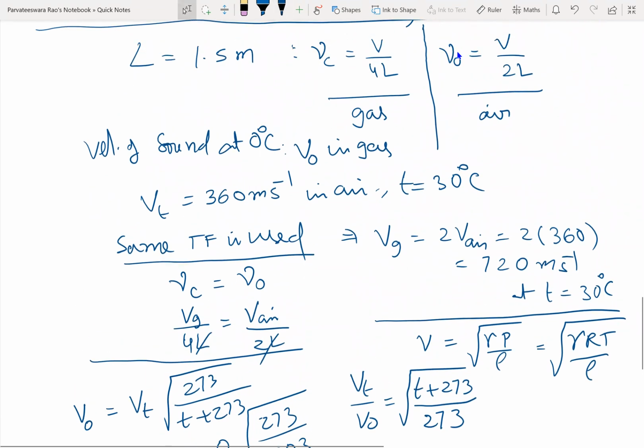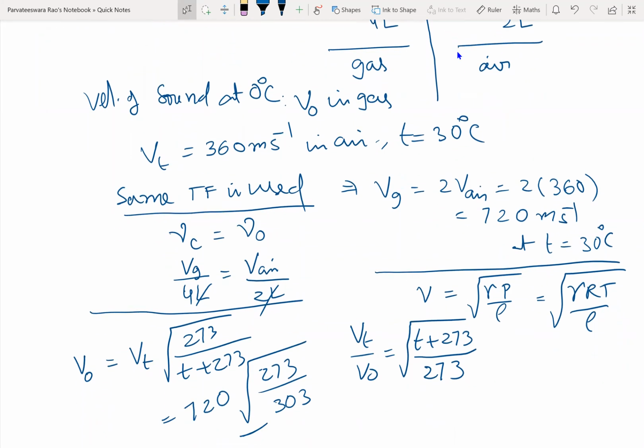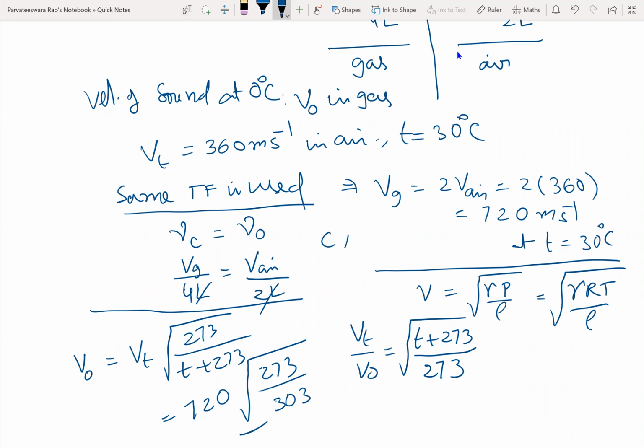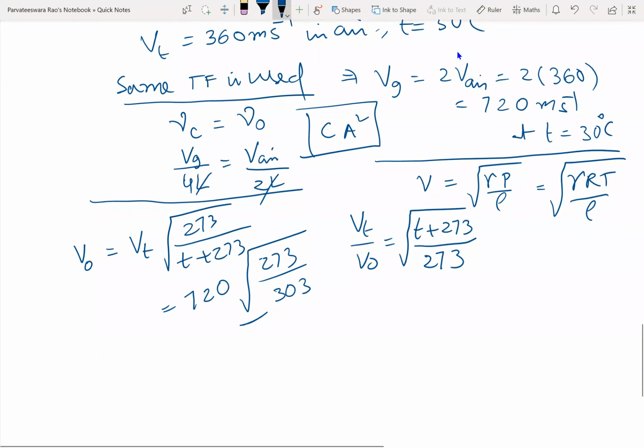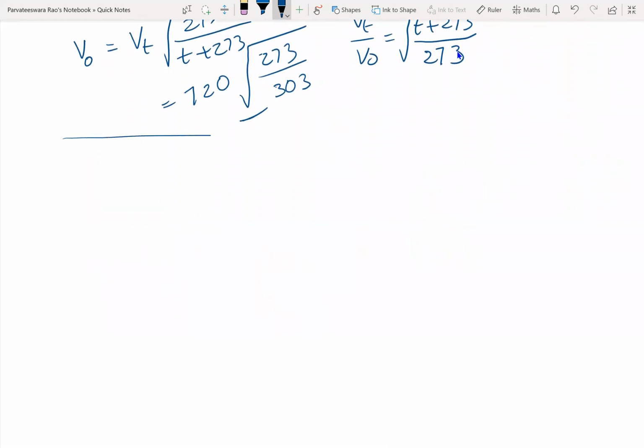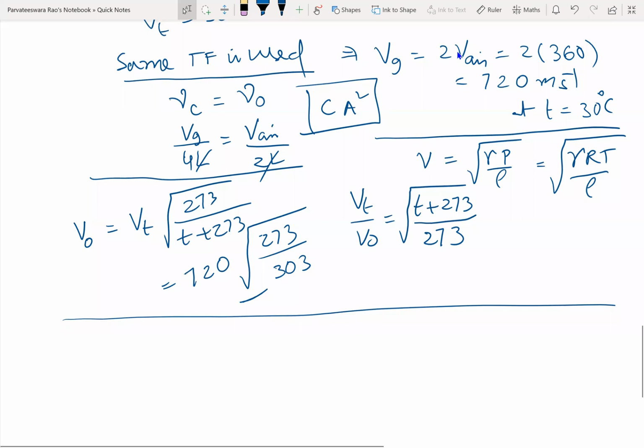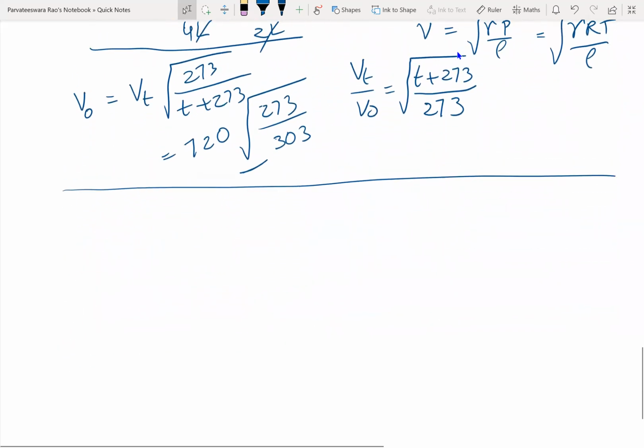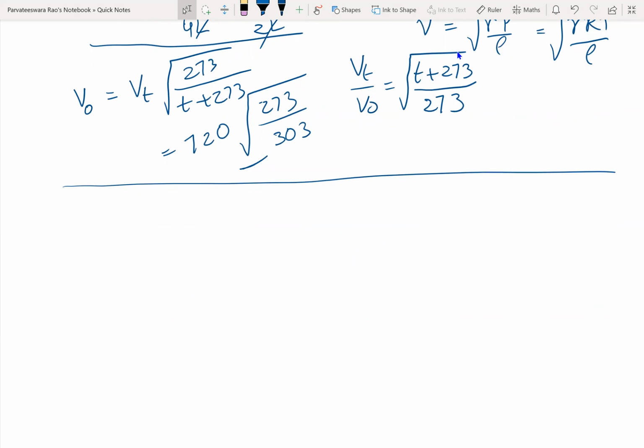So you have to read the problem carefully, write the data, think of the concept, assess what to do, then proceed. That's why I said the C A square principle for physics: conceptual thoroughness, analytical ability, application skills. So it may be less than 720, around 600 and odd, you will get the answer.